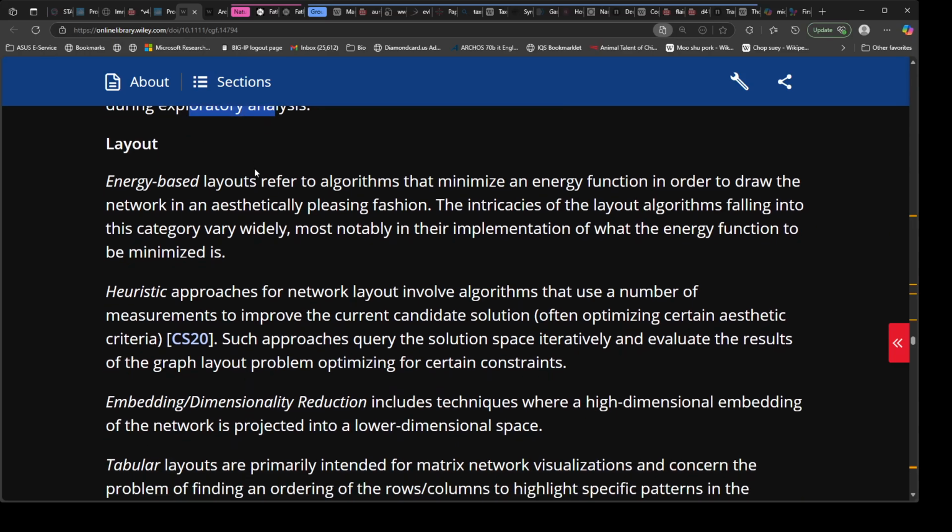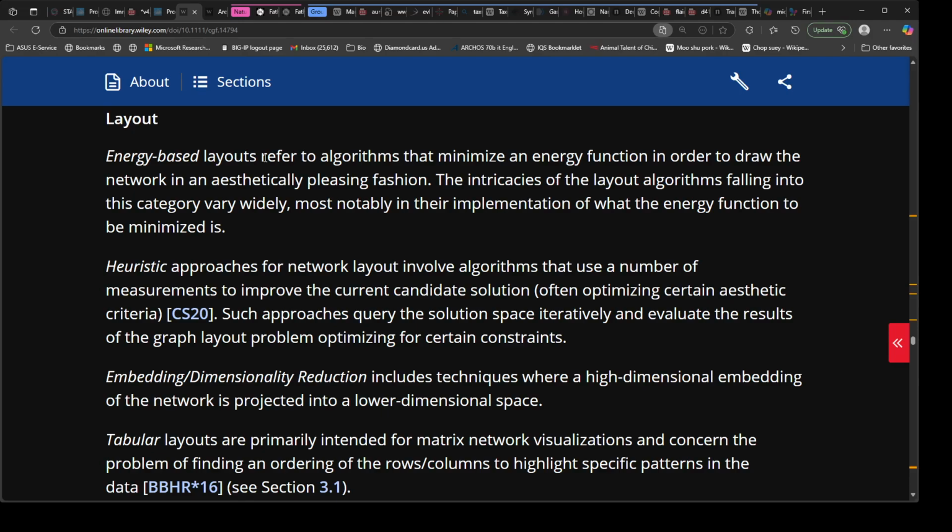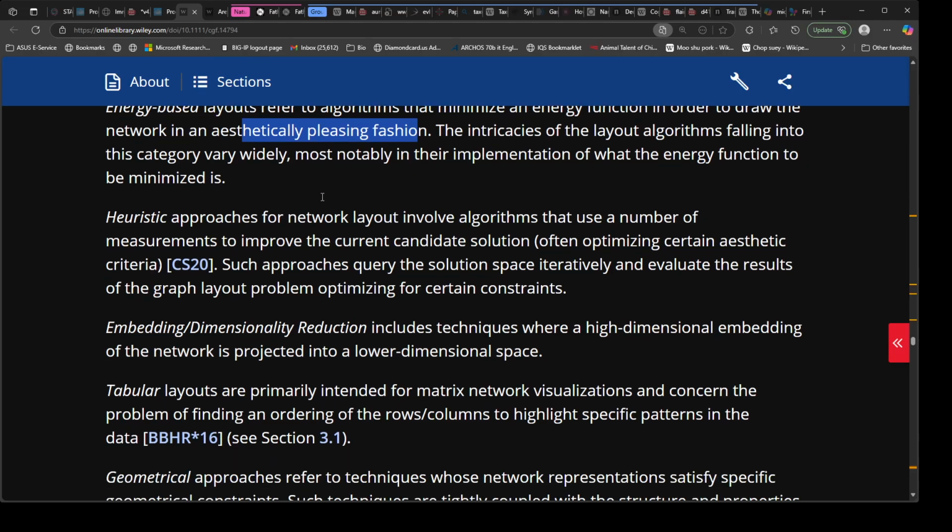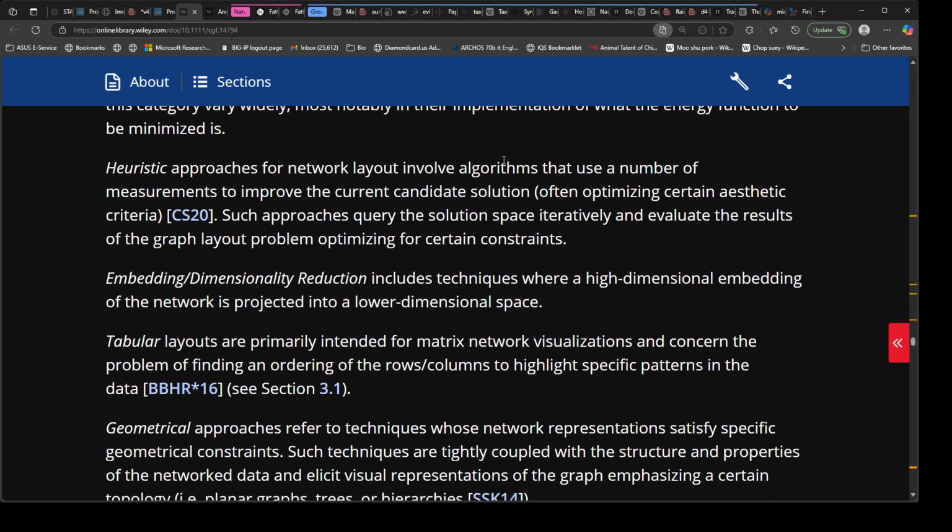Layout. Energy-based layouts refer to algorithms that minimize an energy function in order to draw the network in an aesthetically pleasing fashion. The intricacies of the layout algorithms falling into this category vary widely, most notably in their implementation of what the energy function to be minimized is.